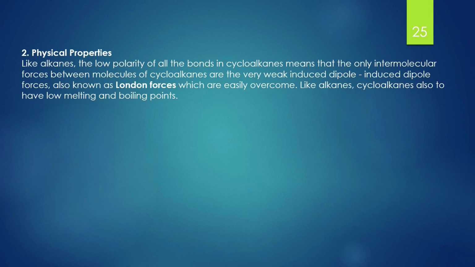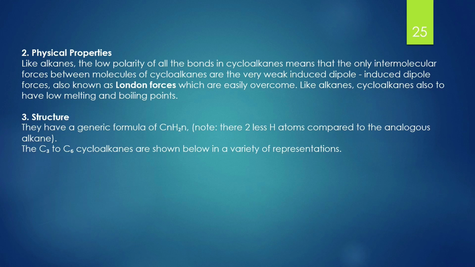Talking about the physical properties of cycloalkanes, like alkanes, the low polarity of all the bonds in cycloalkanes means that the only intermolecular forces between molecules of cycloalkanes are the very weak induced dipole forces, also known as London dispersion forces, which are easily overcome. Like alkanes, cycloalkanes also have low melting and boiling points. They have a general formula of CnH2n, that is, two fewer hydrogen atoms compared to analogous alkanes.